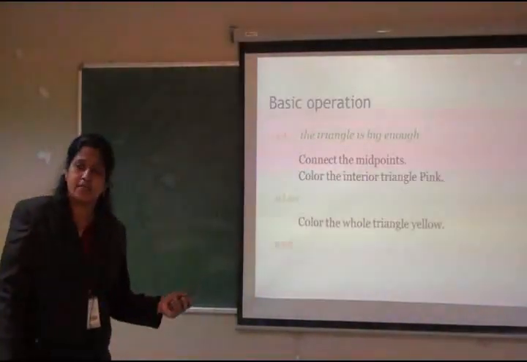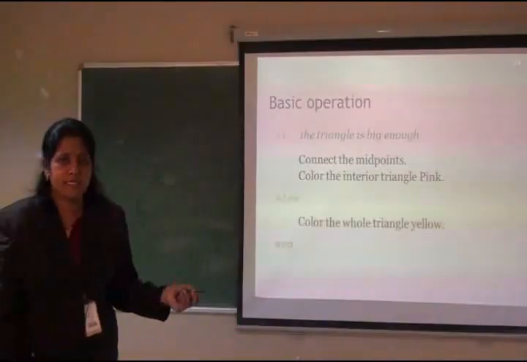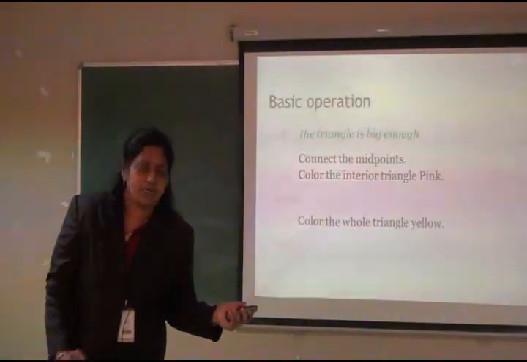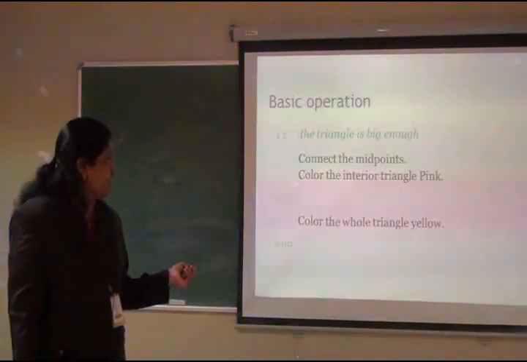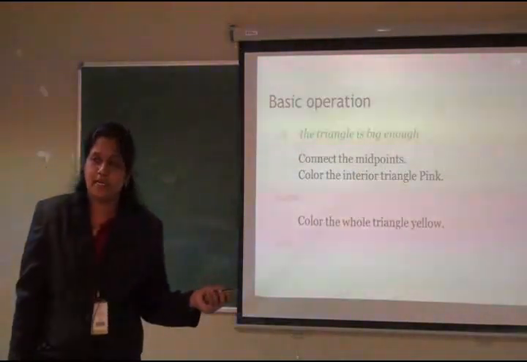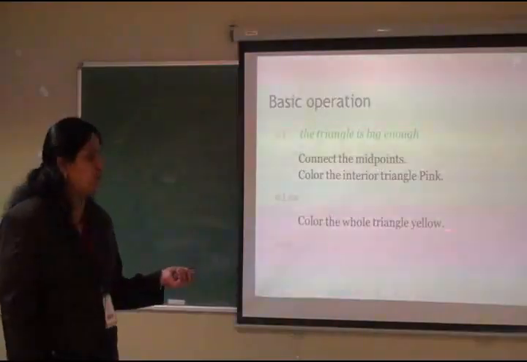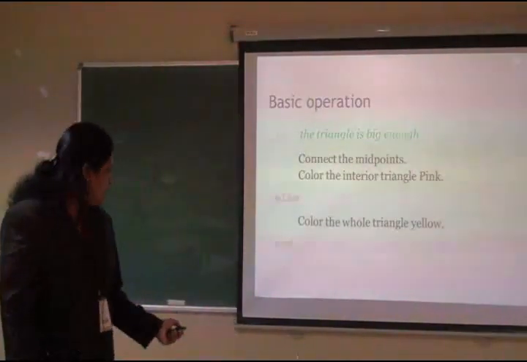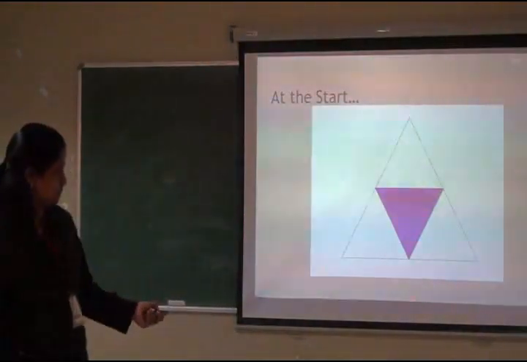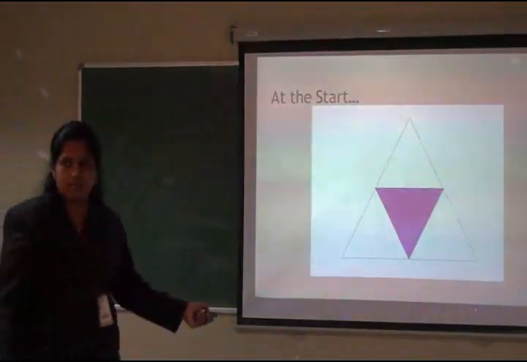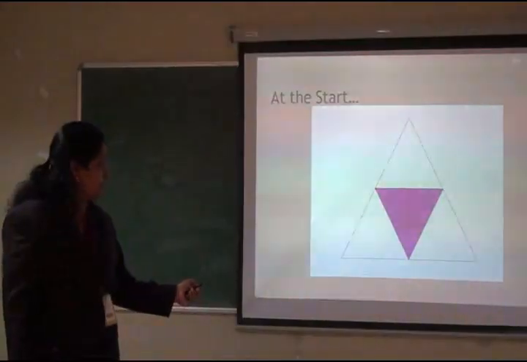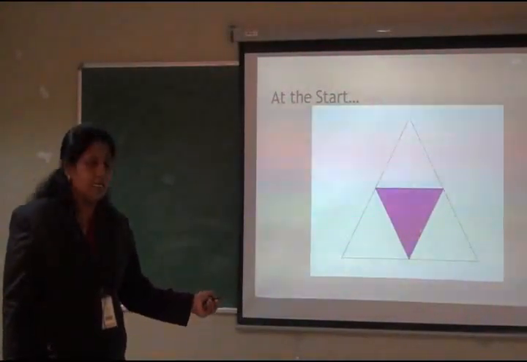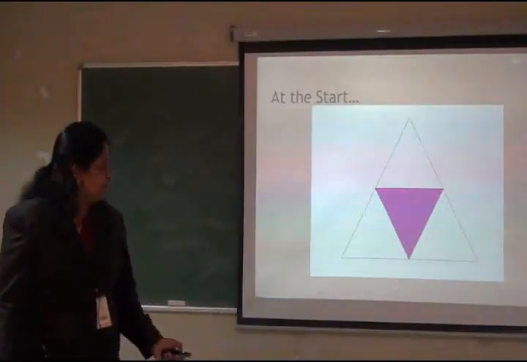If the triangle is big enough, you take one triangle, and if it is big enough, connect all the midpoints of the triangle and color it pink. Else, color the whole triangle yellow. You will get the mesh. Look at this, this is the outside. This is a big triangle, and it is big enough. What is the midpoint here? Here a midpoint, here a midpoint. Connect the midpoints and color it pink.